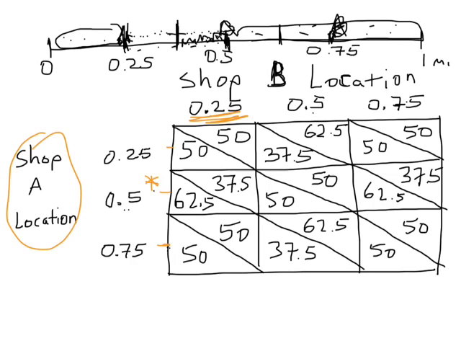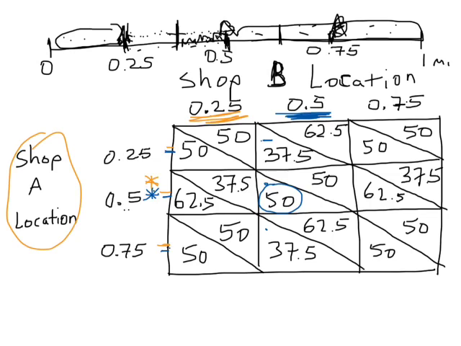Now I'll change color. Let's think about the case where A thinks B is going to locate at 0.5. All right, well, A could locate at 0.25 and get 37.5% of the market. A could locate at 0.5 and get half the market, or A could locate at 0.75 and get 37.5% of the market. Well, 50 is the highest here, so again, we're going to see A's best strategy is to locate at mile post 0.5.